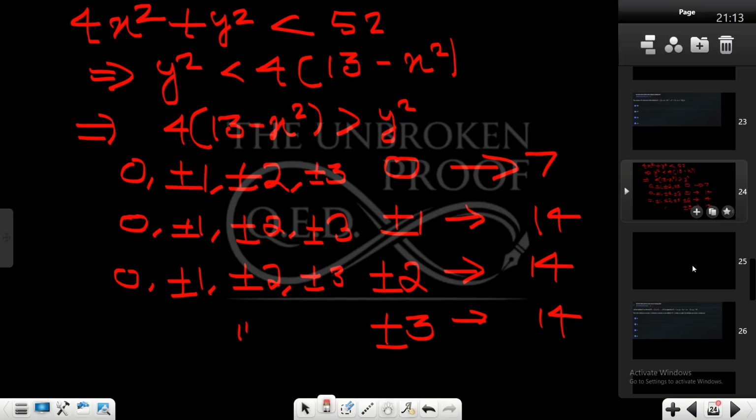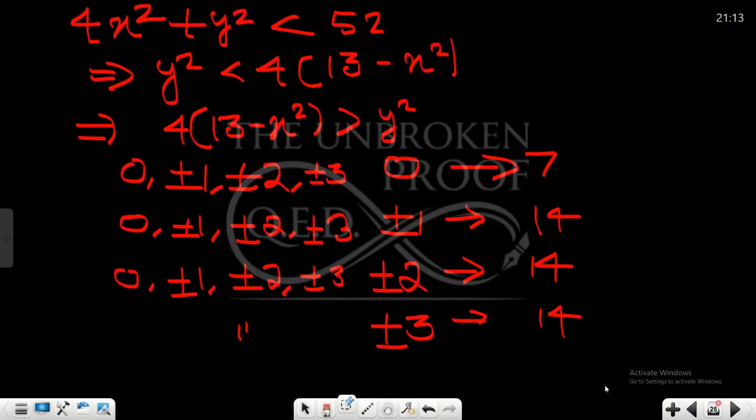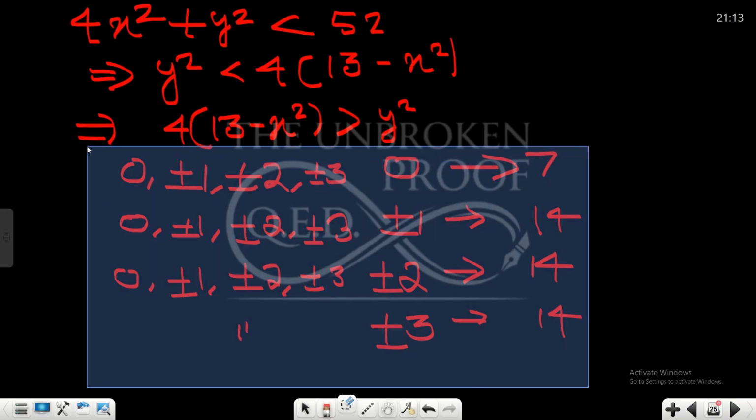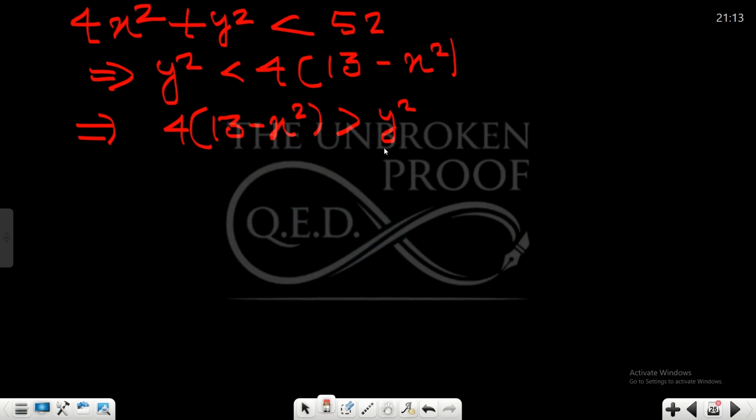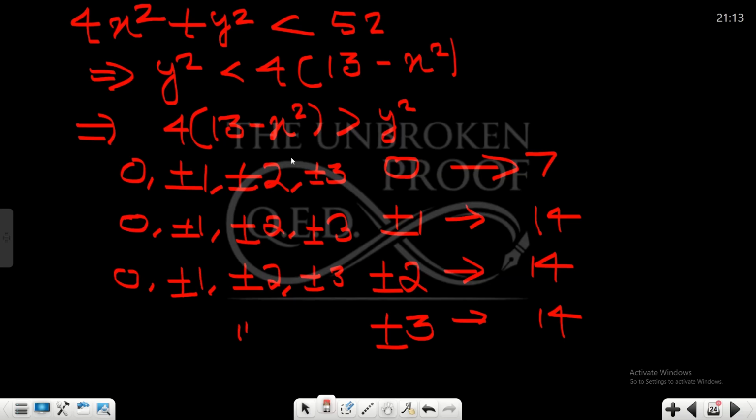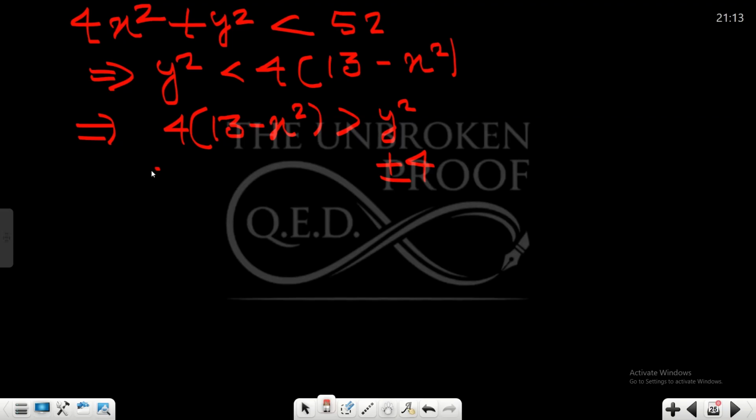And if you continue further, if you take y square as plus minus 4, then here you will get 16, and since plus minus 3 is also giving you 16, in the next case you cannot take plus minus 3, so we have to take 0, plus minus 1, plus minus 2, so here you will get 5 into 2, 10.